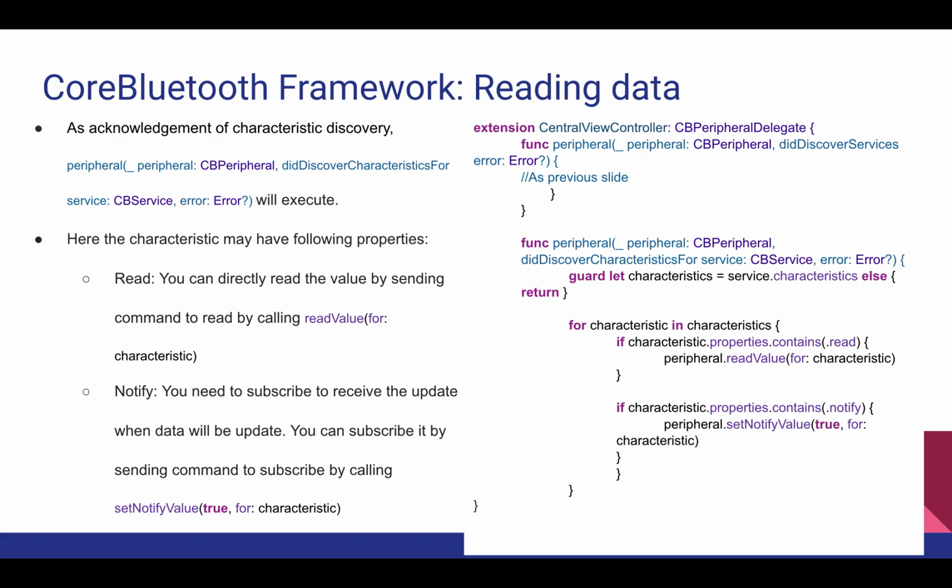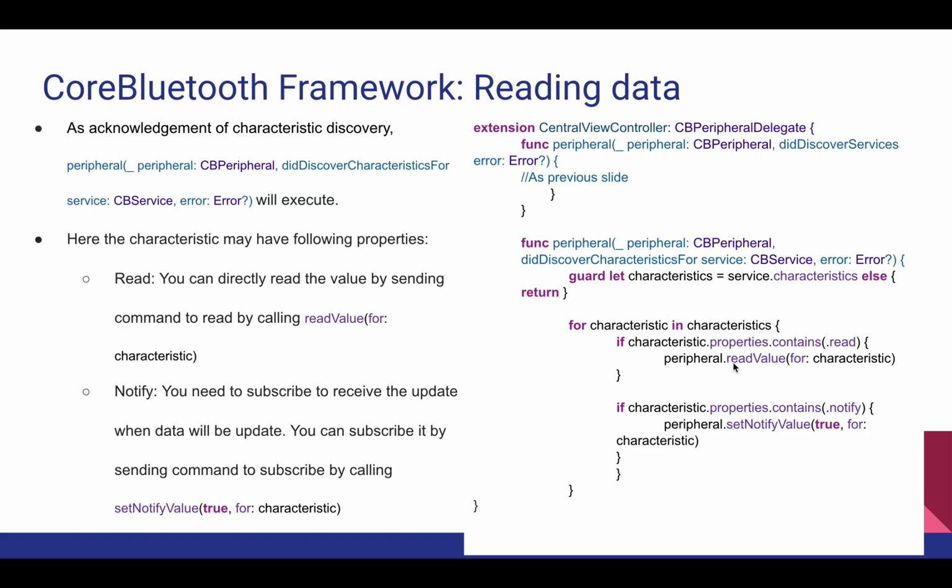If the characteristic properties array contains the desired property for which you want to check, you should think that that type of action is permissible. For example, here in this code, the property array contains read and notify properties. We can say that we can read or subscribe to the characteristic. You can ask the system to read the data by calling peripheral.readValue. Here we are calling peripheral.readValue for the particular characteristic.